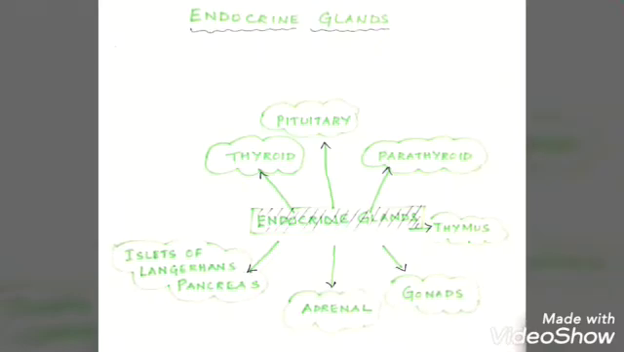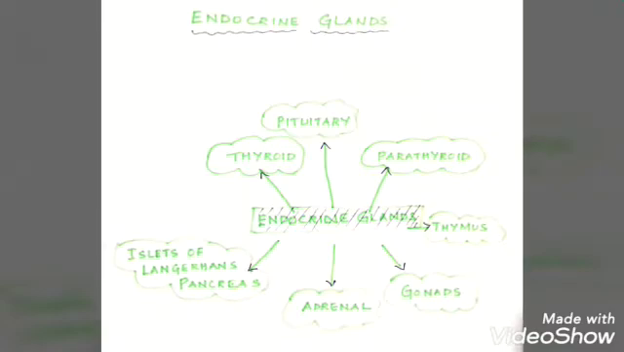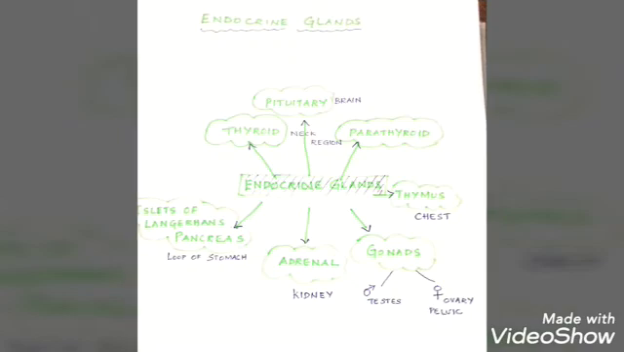Endocrine glands present in human and other vertebrates are pituitary gland, thyroid gland, parathyroid gland, pancreas or islets of Langerhans, adrenal gland, gonads and thymus gland. Now we'll see the locations of these endocrine glands.